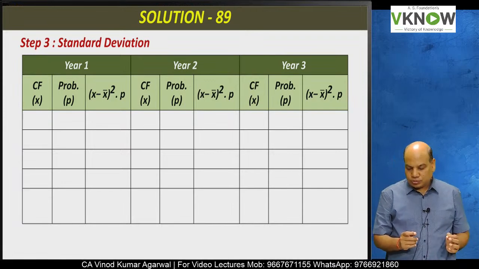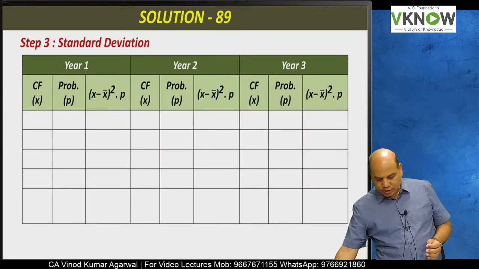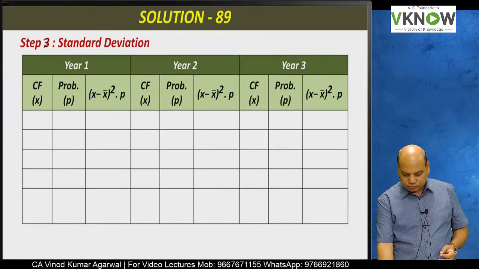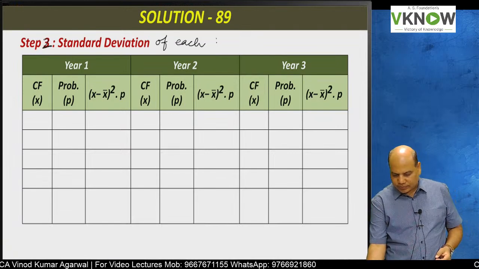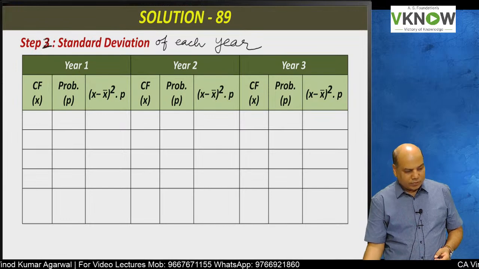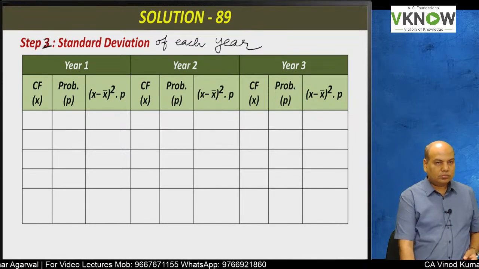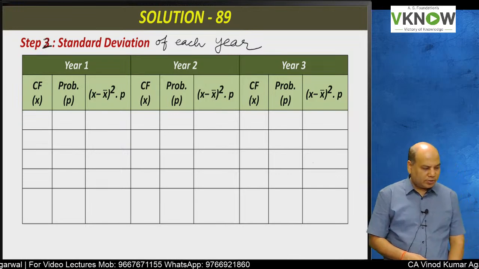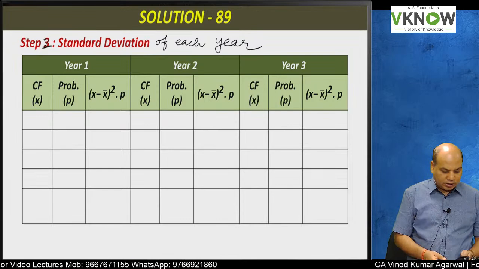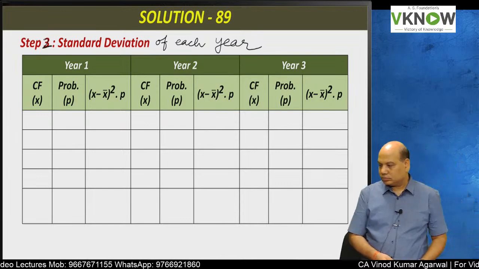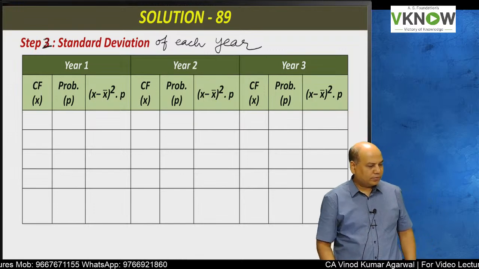Step number 2. Standard deviation of each year. Step number 2 is standard deviation of each year. Please solve.